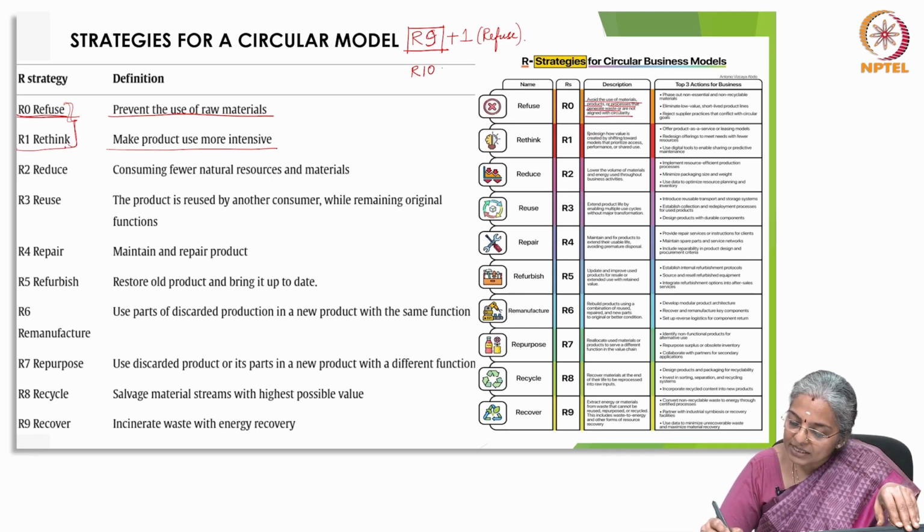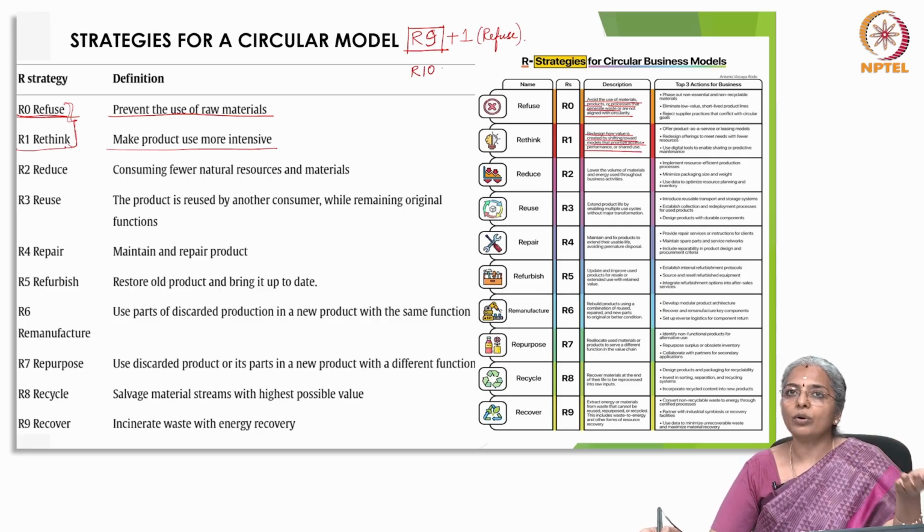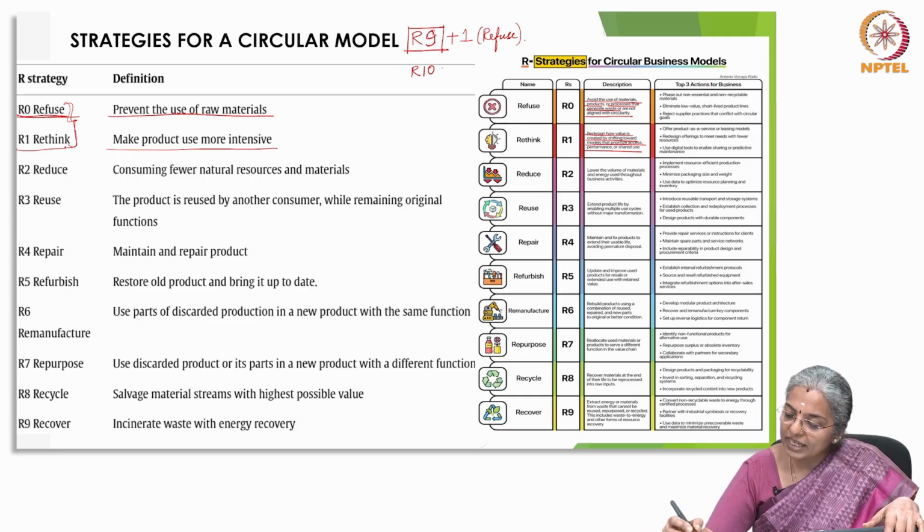Also, R1 means redesign how value is created by shifting towards models that prioritize access, performance or shared use. Now, how can we do that? What are the actions for this? So, for refuse, the action is you phase out non-essential or non-recyclable materials completely. You eliminate low-value, short-lived product lines. You reject supplier practices that conflict with circular goals.